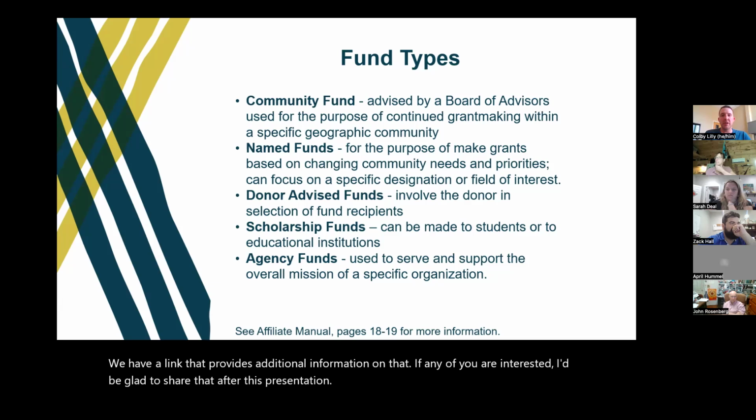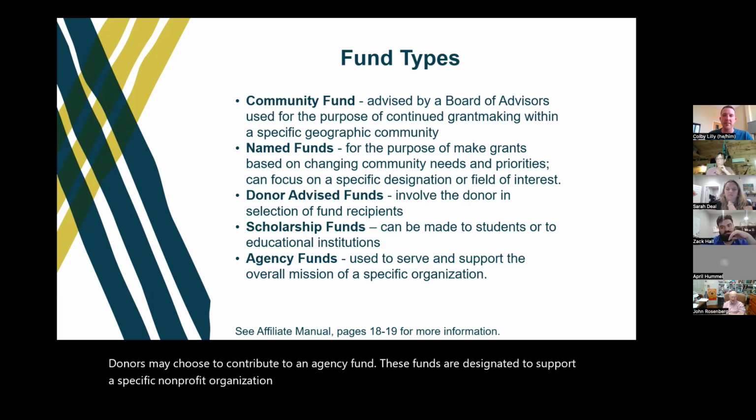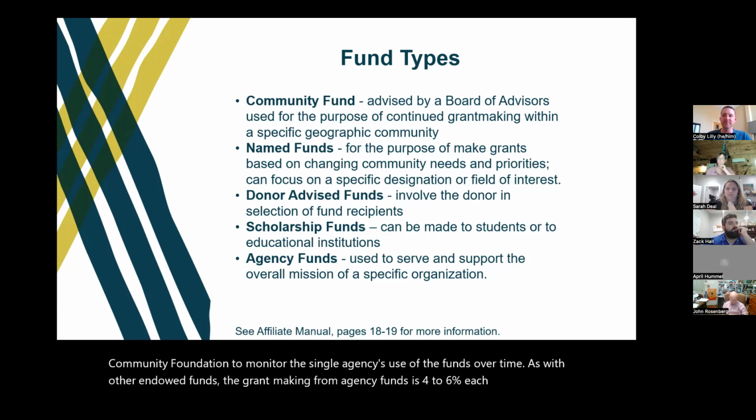Donors may choose to contribute to an agency fund. These funds are designated to support a specific nonprofit organization or other charitable institution. These funds require the Community Foundation to monitor the single agency's use of the funds over time. As with other endowed funds, the grant making from agency funds is 4 to 6% each year.